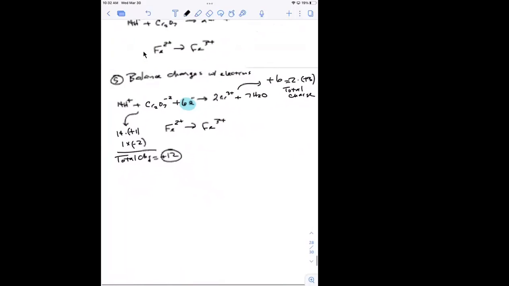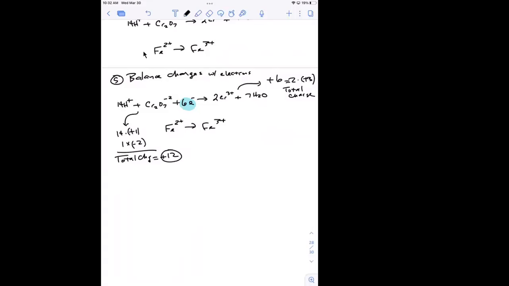Right? There's no way we can take +6 up to +12. When you're doing a redox, you don't touch protons. So you're not going to take away 6 protons to make it more positive. You either add electrons to one side or add them to the other side. So we balance that charge by adding 6 electrons to that side.